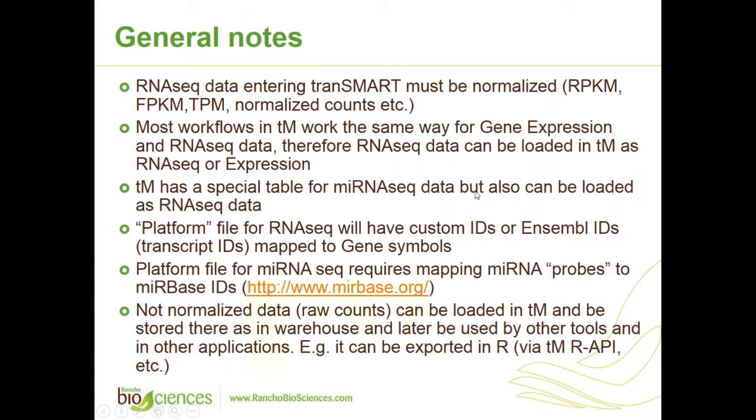So I try to outline general notes about loading RNA-seq data in tranSMART. The general rule is the data must be normalized. We can normally use RPKM data, FPKM, TPM, normalized counts, etc. Most workflows in tranSMART work the same way for gene expression and RNA-seq data. Therefore, technically, RNA-seq data can be loaded in tranSMART as RNA-seq or as expression, because it uses the same algorithm of calculation of Z-scores, for example. tranSMART has a special table for mRNA-seq data, but it can also be loaded as RNA-seq data.